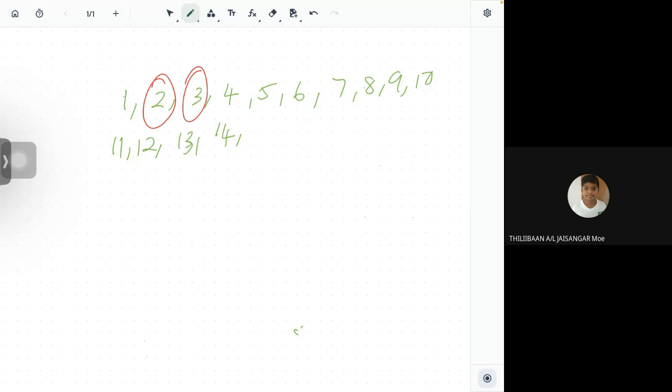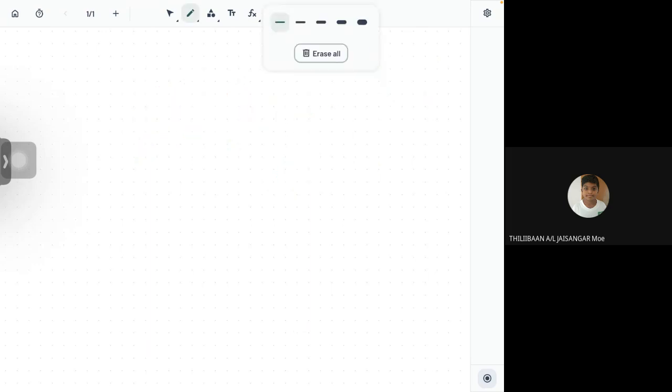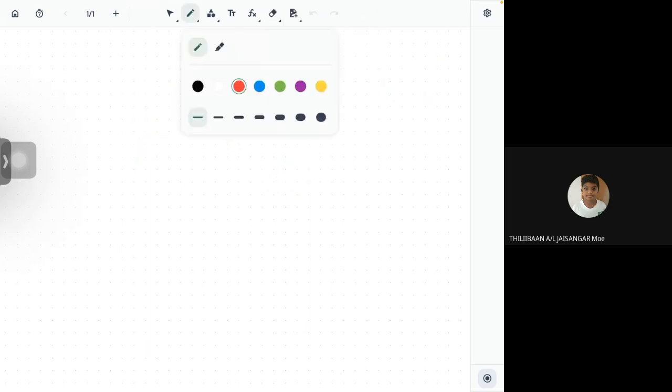3. How about 4? 4 is not a prime number, 6 is not a prime number, and then 10. So 5, 7. How about 9? Is 9 a prime number? No, sir. This one is not a prime number because it can be divided by 3. Okay, and then we move on to number 11.